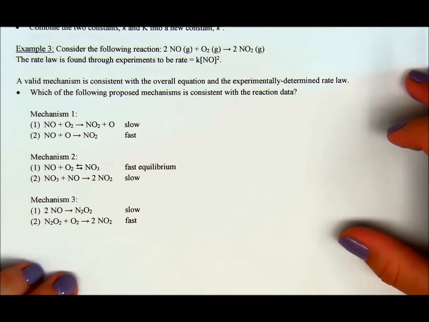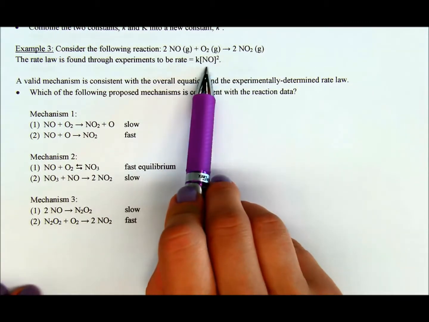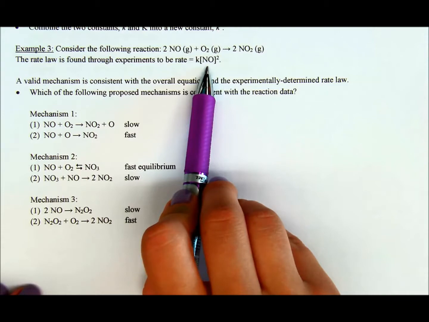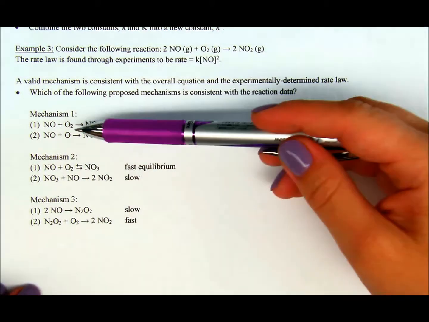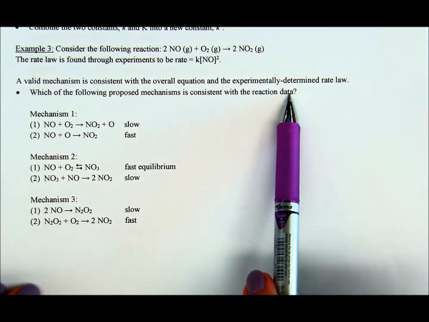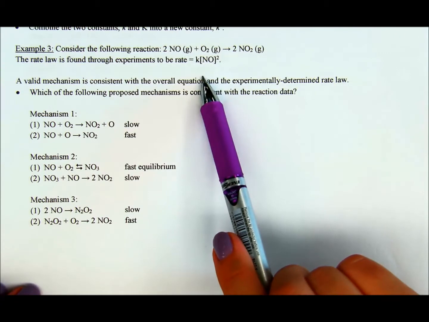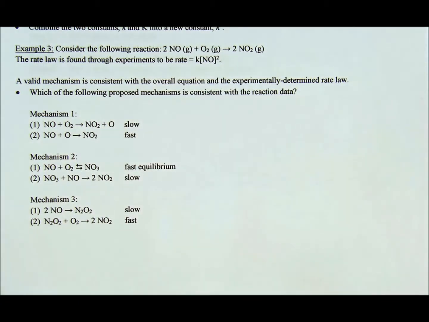So consider the following reaction. So here's our overall reaction. And this is the rate law that has been found through experiments. So these are 3 proposed mechanisms. And the question is asking you which one is consistent with the reaction data. So which one would make sense for the data here. So let's go ahead and solve that.